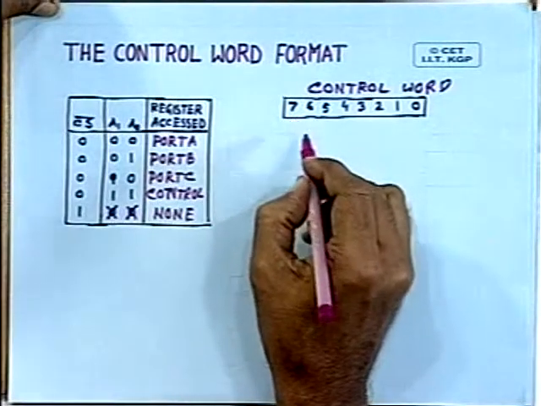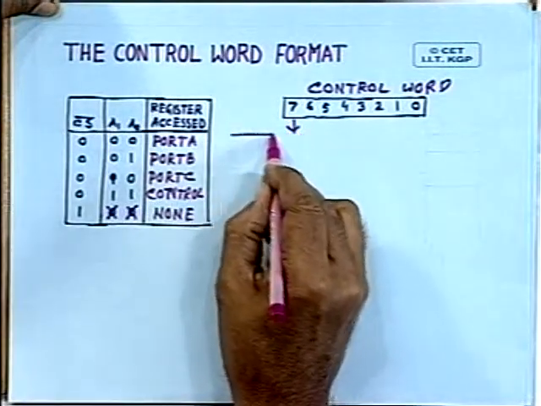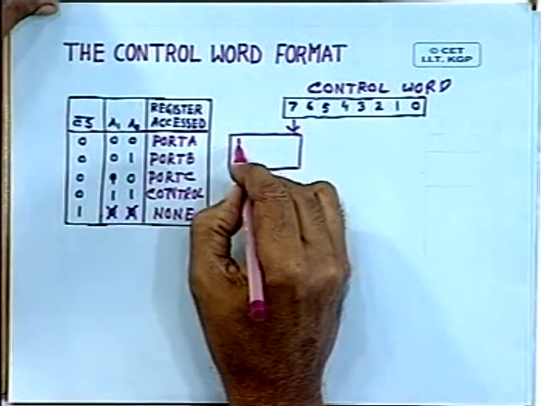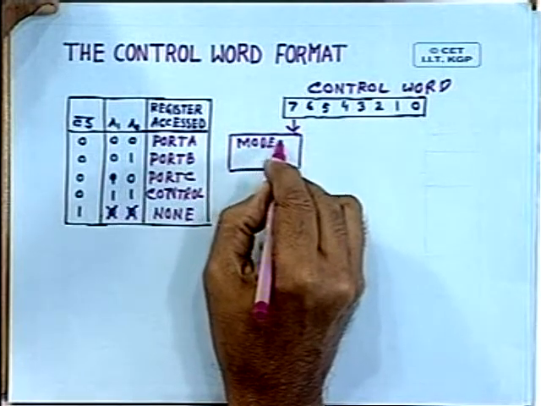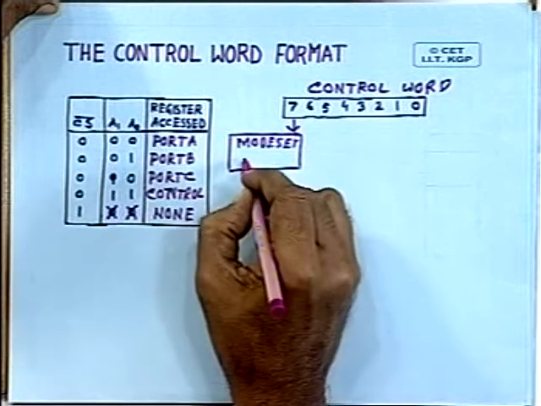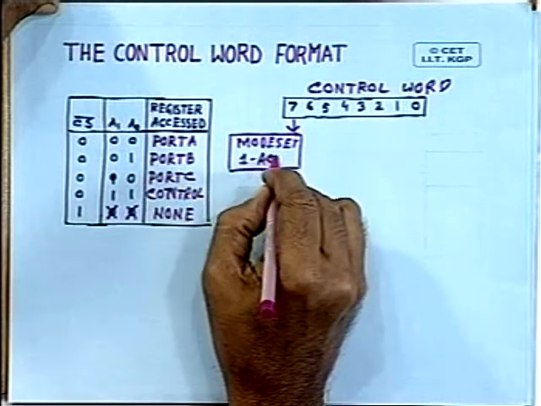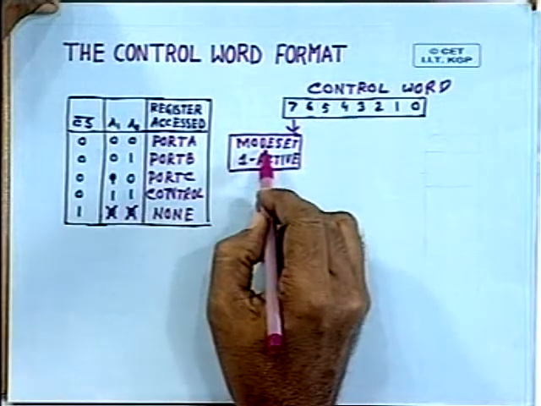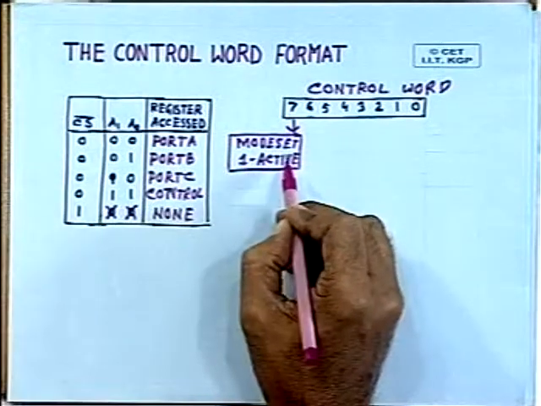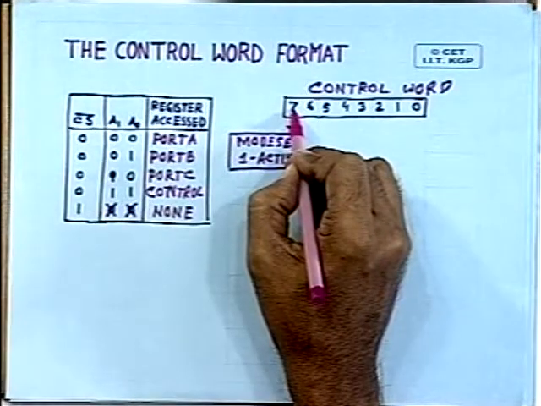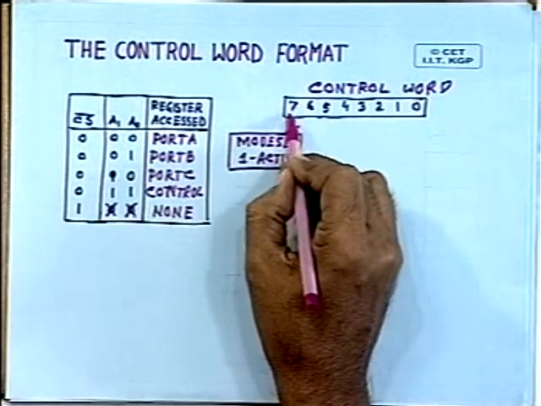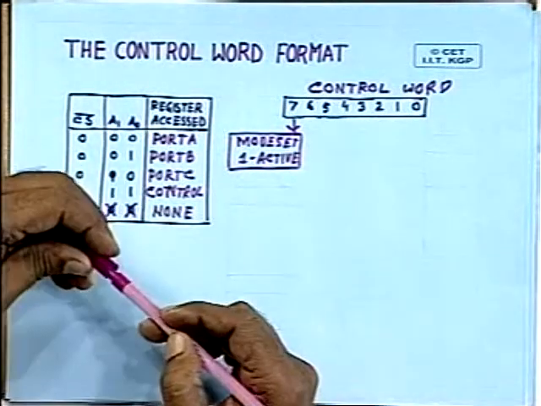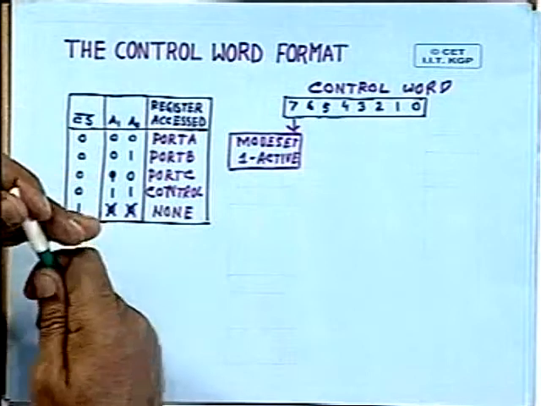First of all, the most significant bit, bit 7, decides the mode of operation. This is the mode set flag, and it is active when 1. That means to change the mode of operation, whenever you are controlling the mode, this bit has to be set to 1. We shall see later that when this bit is 0, it has some other operation. So, whenever you are controlling the mode of operation, this bit has to be set to 1.